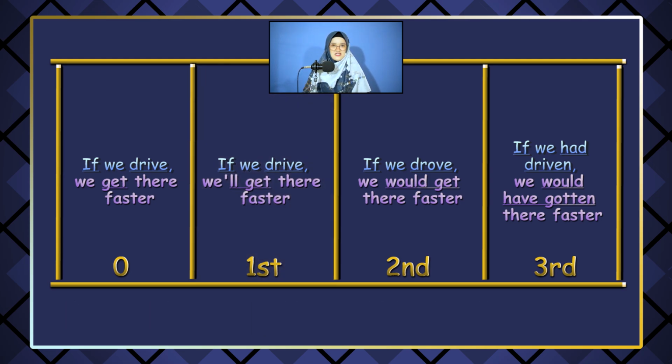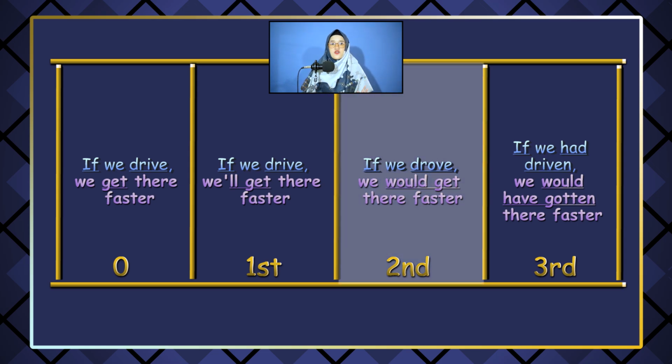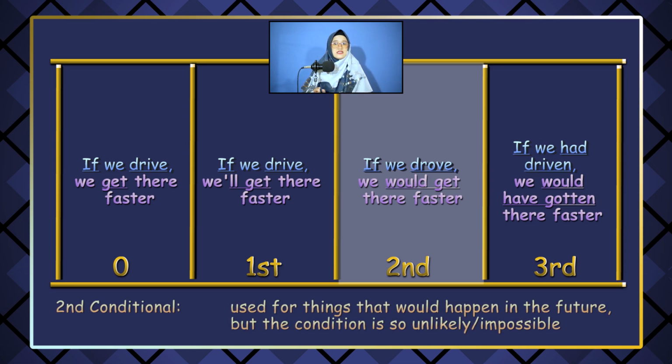Second conditional. My friend and I don't have a car. It would be impossible to drive. We always go to work by bus. If we drove, we would get there faster. The second conditional is used for things that would happen in the future, but the condition is so unlikely or impossible.